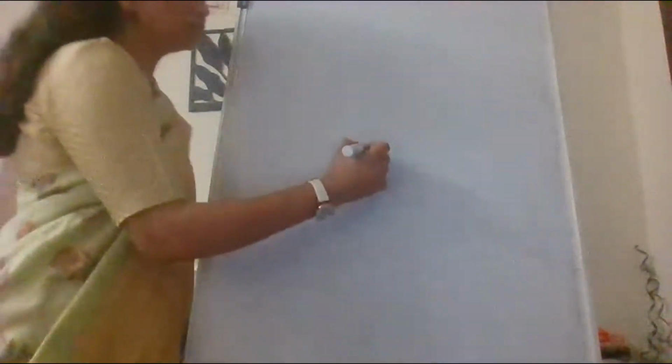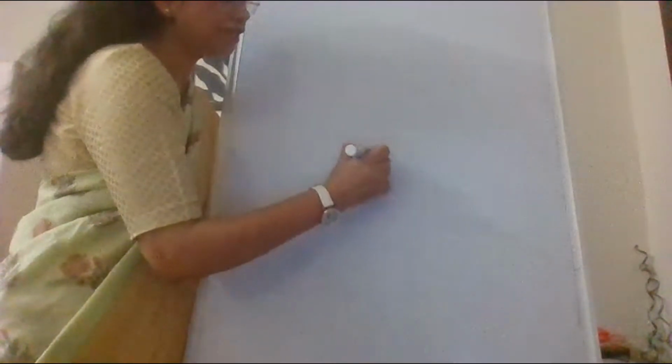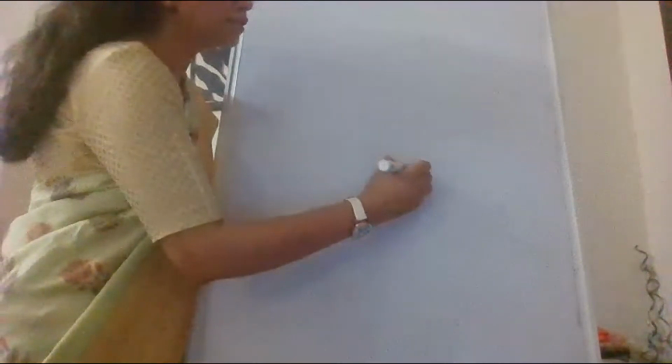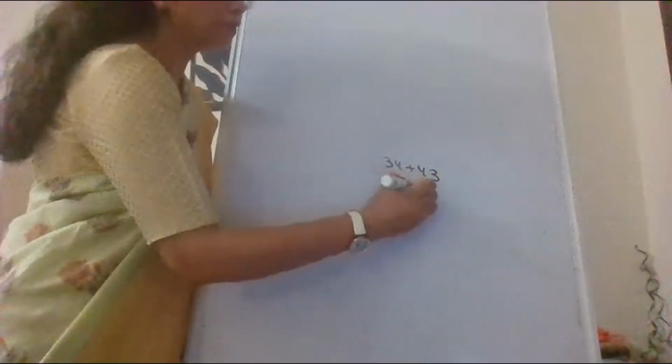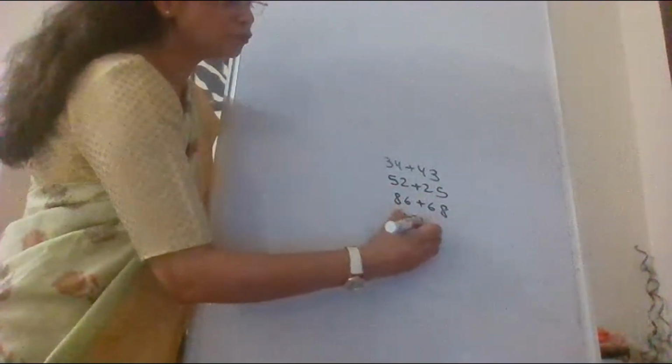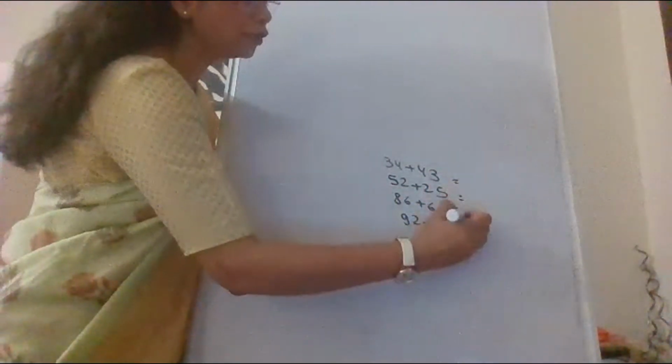Let me give you some questions. If it's 33, no, 33 is 33 only. 34 plus 43, 52 plus 25, 86 plus 68, 92 plus 29. So what will be your answer?